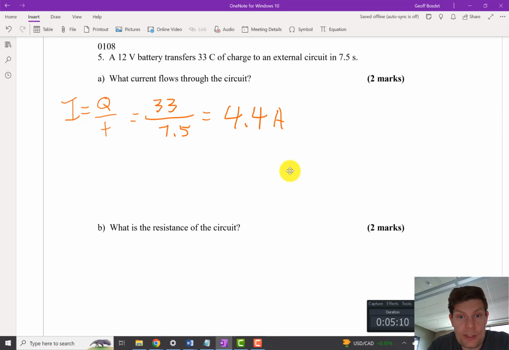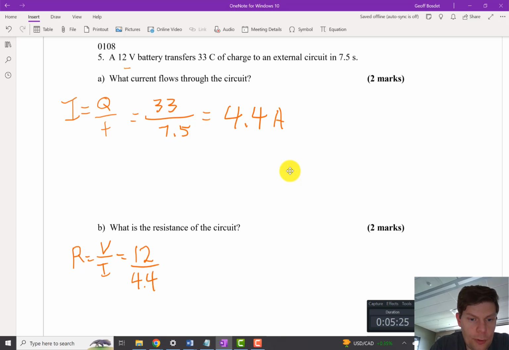We want to find the resistance of the circuit, so that would just be resistance is just V divided by I, which would in this case equal 12 from here, divided by the current we found, 4.4, which is 2.7 ohms.